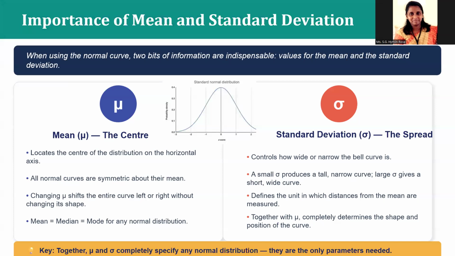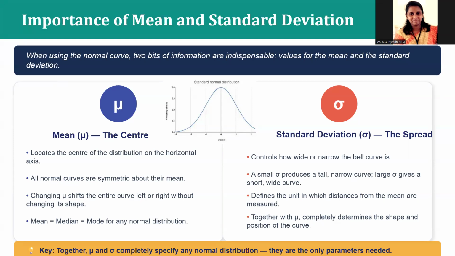So what is the mean? The mean is the center of the normal distribution. It determines where the curve is positioned along the horizontal axis, located at the center. Shifting mu shifts the entire curve left or right without altering its shape. For any normal distribution, the mean, median, and mode have the same value. Changing mu does not affect the spread of the curve, only its position.